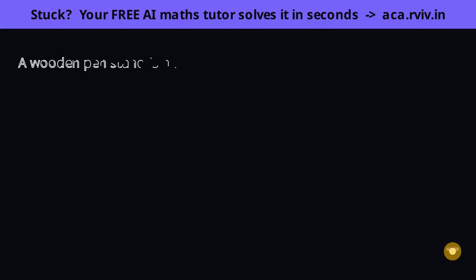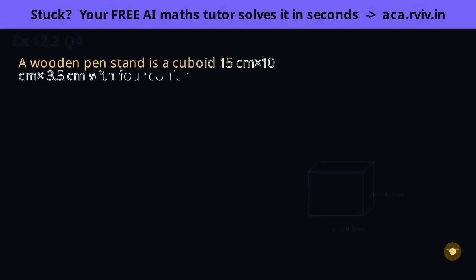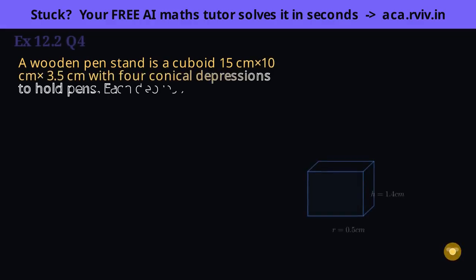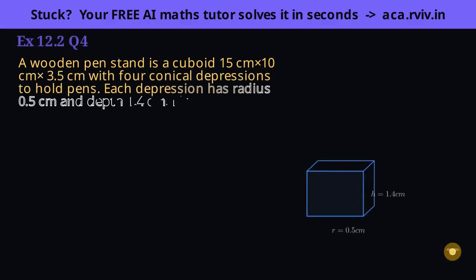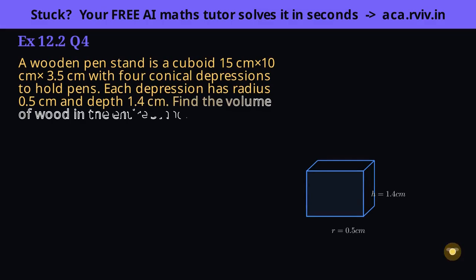The question asks for the wood, the material that stays. So start with the full solid block, then drill out the 4 little cone-shaped holes and subtract them. Read the question's real demand, the volume of wood, meaning the material that remains after the holes are drilled. So the plan is the whole cuboid block minus the 4 conical depressions carved out of it. Wood kept equals block minus holes.